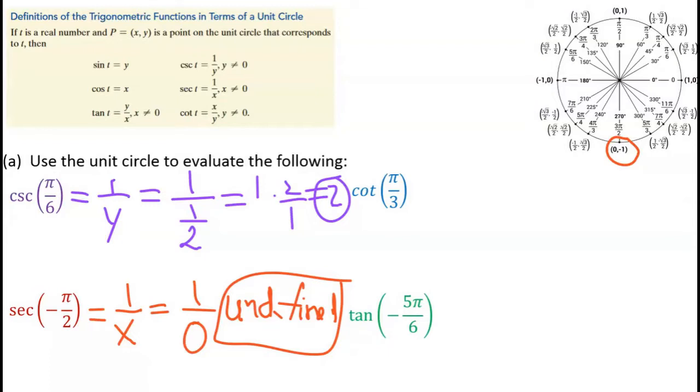So 2 things I need to know. I need to know that cotangent is defined to be x over y. And I need to know the x and y value at pi over 3. Now, pi over 3 is top right. Okay, the x value over there is 1/2. And the y value is square root of 3 over 2. Now, you can't leave it like that. You got to invert and multiply.